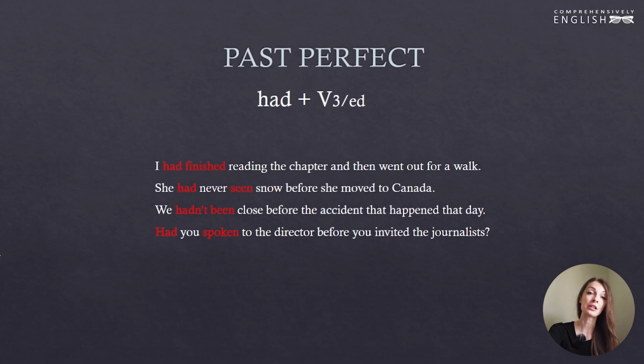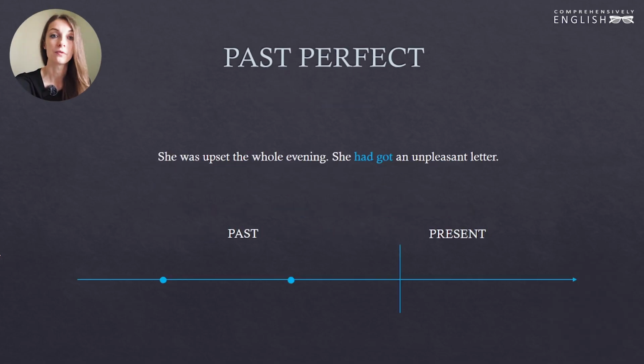She had never seen snow before she moved. We hadn't been close before the accident that happened that day. We hadn't been close before something happened. Had you spoken to the director before you invited the journalists? The predicates in two parts of each of these sentences speak of two different periods of time. The one which is in the past perfect is the one that precedes the other one, which is in the past simple. Let's have some visual support.